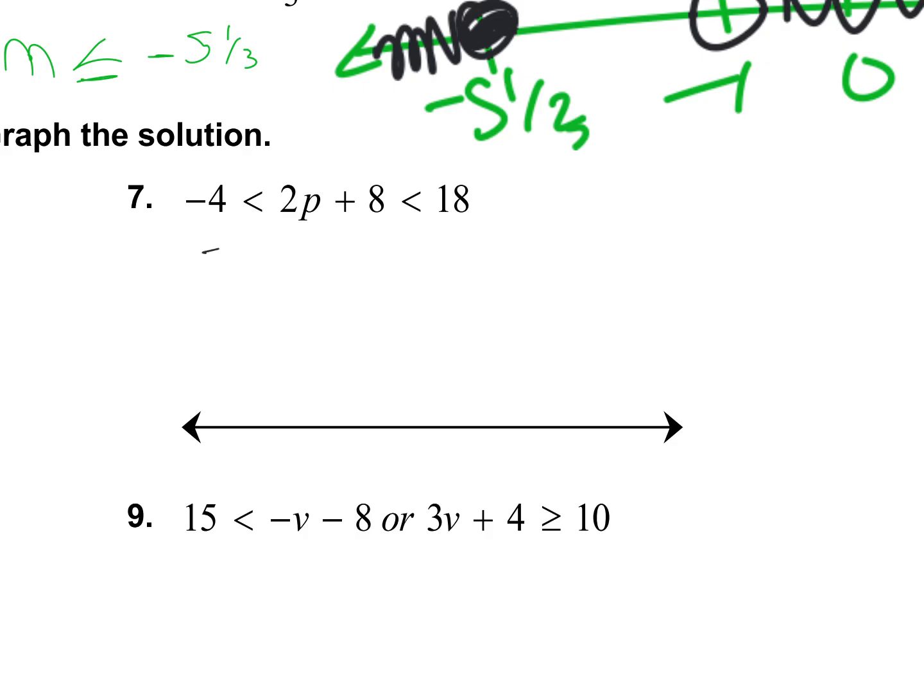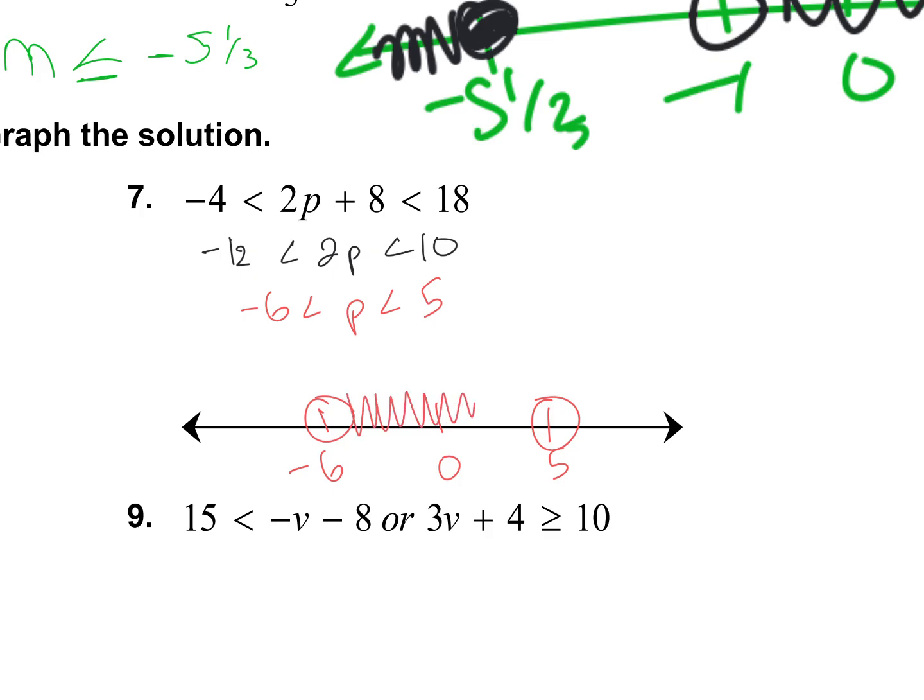Subtract 8 from all sides. Divide by 2 on all sides. This one's not that crazy, huh? -6, 0, 5. Open, shade in the middle, because that's what an and looks like, and because that's what that says.